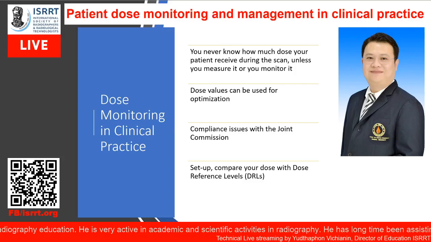For example, when you do a CT scan of the abdomen, do you want to know how much dose the liver receives, or how much dose the kidney receives? No, it doesn't make sense. It doesn't mean much. Well, we can calculate it, we can monitor it using the software, but the point is the dose values that we monitor are used for optimization. That means the dose is too high or too low.